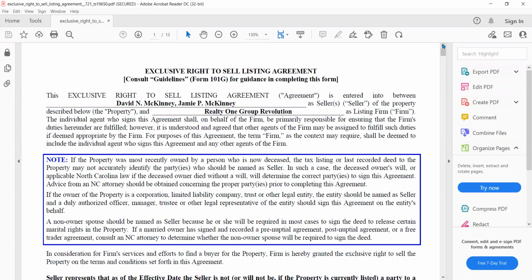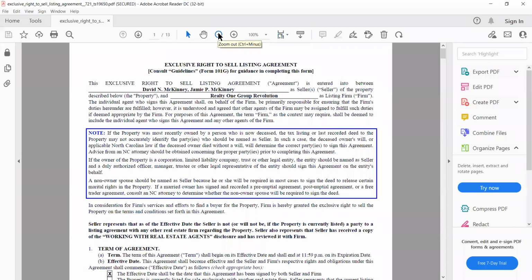All right, so we're on page 1. Let me reduce my screen size. Can everybody see the listing agreement form only? Yes. Okay, I just want to make sure, I've got some other things up on my screen. All right.